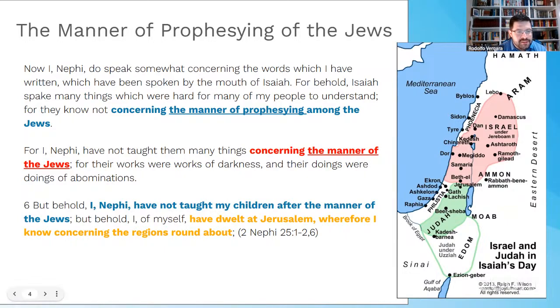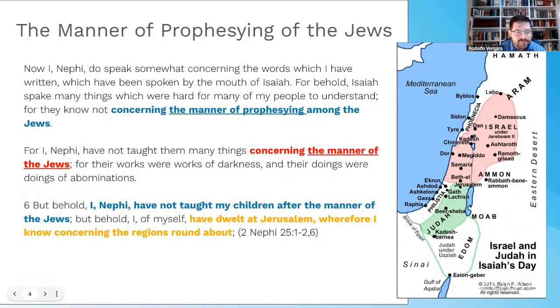Anyway, so he says, "which have been spoken by the mouth of Isaiah, for behold, Isaiah spake many things which were hard for many of my people to understand, for they know not concerning the manner of prophesying among the Jews." So I want to highlight one key element here, that he is mentioning the manner of prophesying among the Jews, and that's going to be different than specifically the manner of the Jews. And this is the next verse.